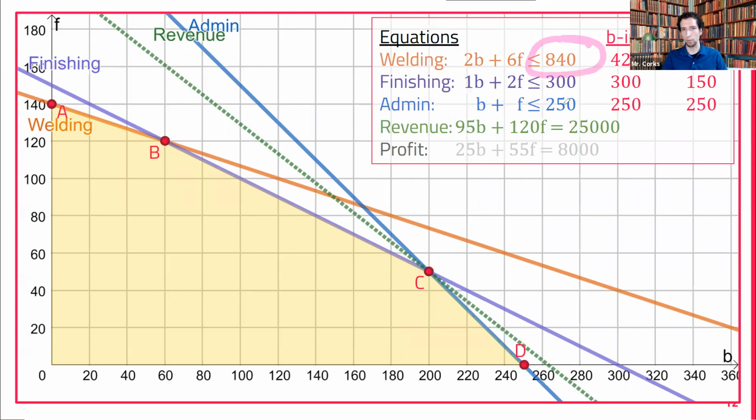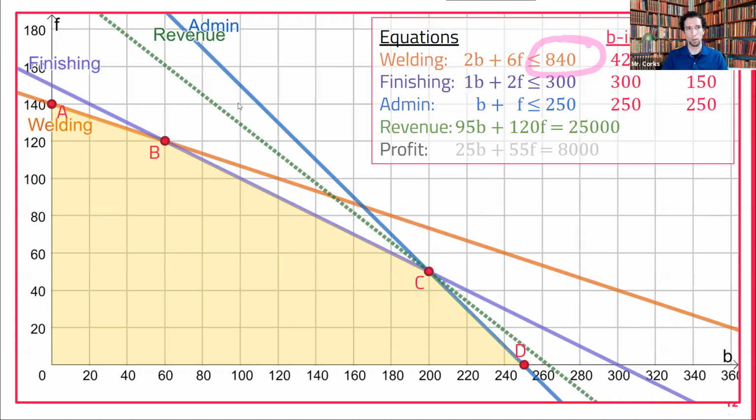So we had 840 welding hours available, and we are somewhat under that. We can see that on the graph because there's a gap here between the orange line and the corner that we have identified as the best one. That gap represents we are not at that limit. There's space, there's some extra, there's room there.